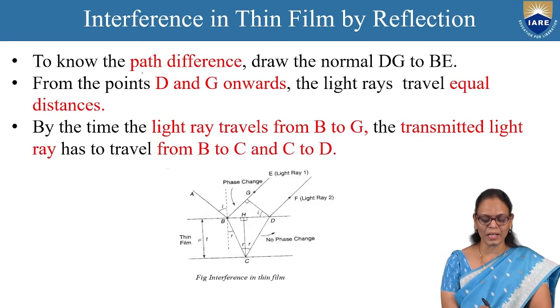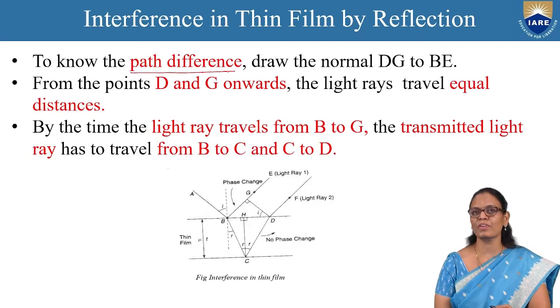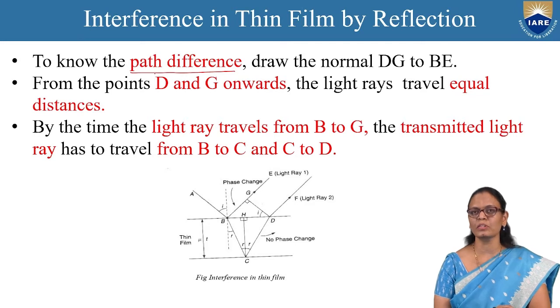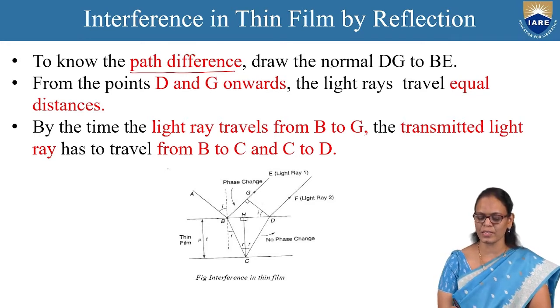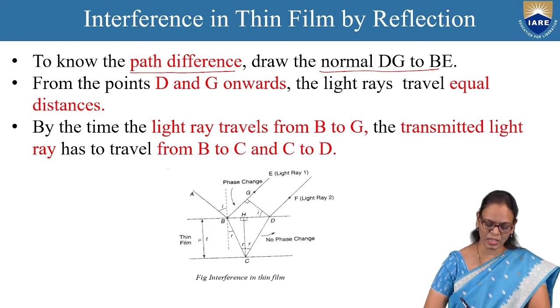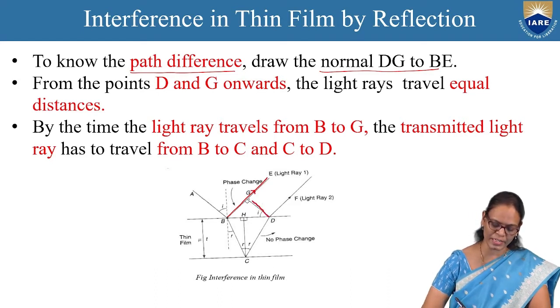Now to know the path difference. Whenever we want to understand interference, the first thing we should know is the path difference. So what we are going to do is draw a normal DG to BE. Normal means a line drawn perpendicular. So this is the ray BG. We are going to drop this normal DG. This is 90 degrees.